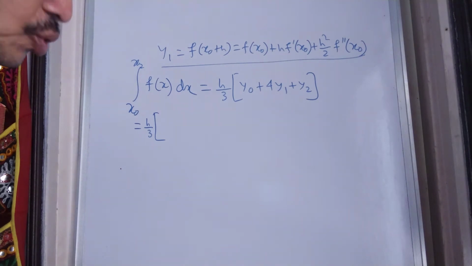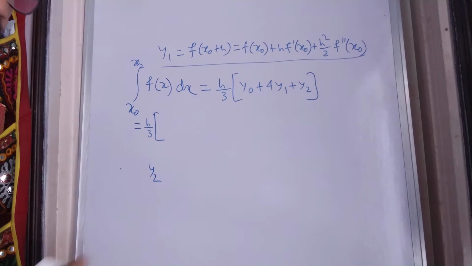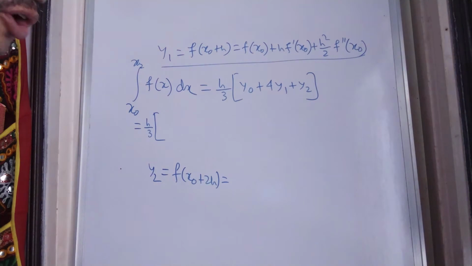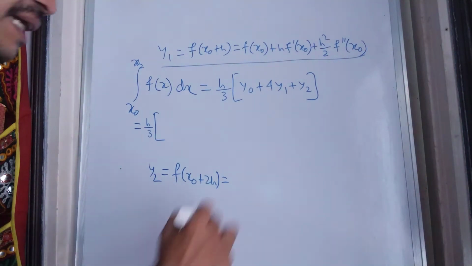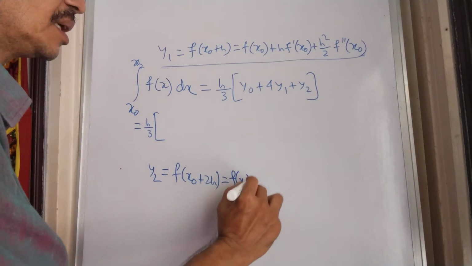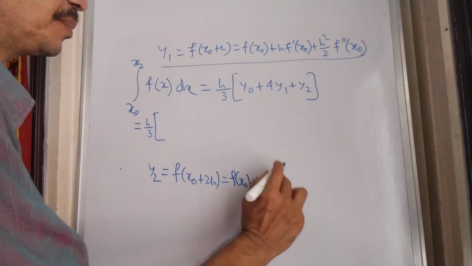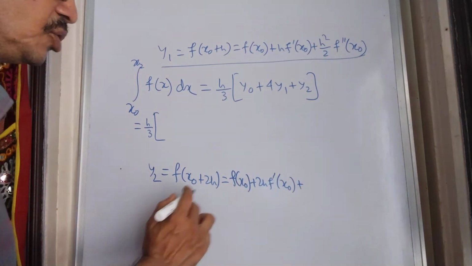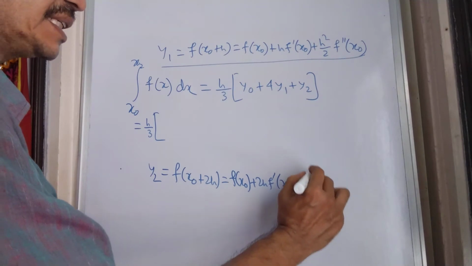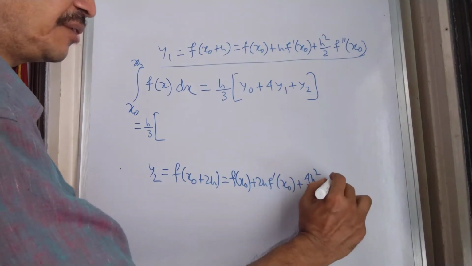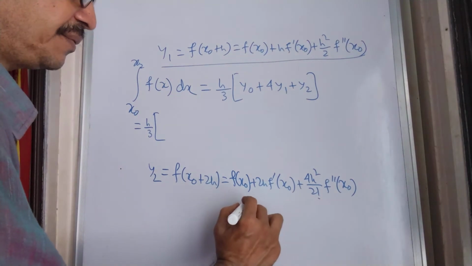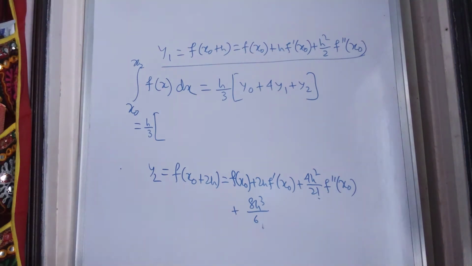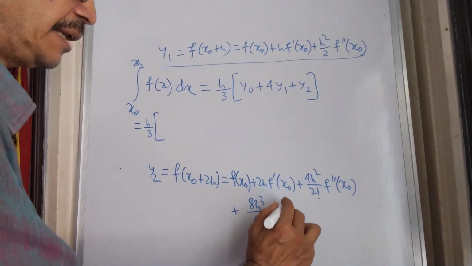And what is y2? Let's write y2 here. y2 is nothing but f of x0 plus 2h. So if we employ Taylor series expansion here, we have f(x0) plus 2h f prime(x0), and then we have (2h) whole square by factorial 2, that is 4h square by factorial 2 f double prime(x0). Then we have (2h) whole cube by factorial 3, which is 6 f triple prime(x0).